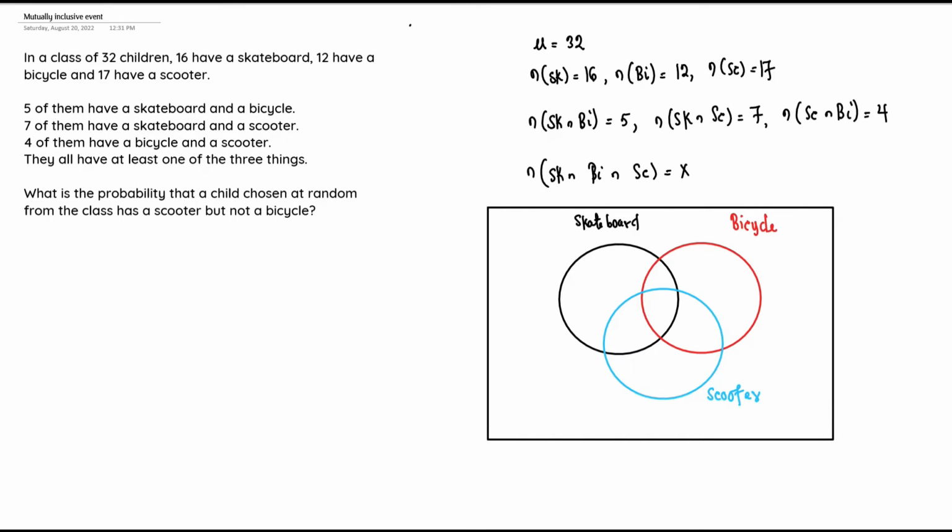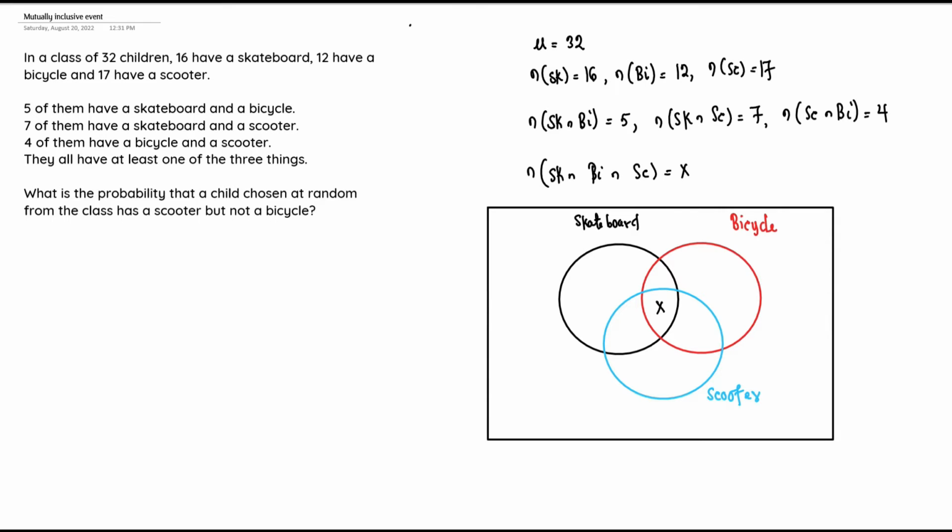So this region right here represents the region where a student has the scooter, the bicycle, and the skateboard. As you can see from the details in our question, we were not given the number of students that own the scooter, the bicycle, and the skateboard, so I'm going to assume that to be equal to x. So let's represent this region as x. So x represents the number of students that own the scooter, the bicycle, and the skateboard.